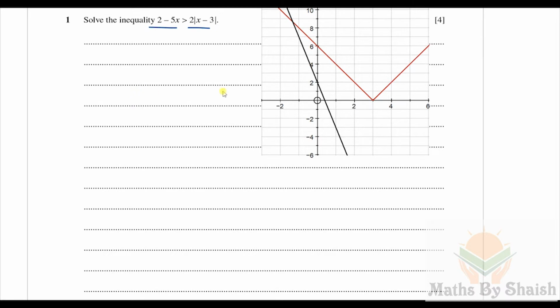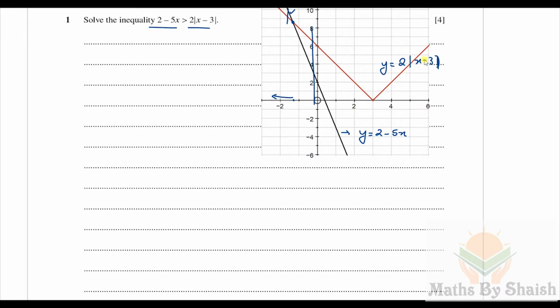So here it is drawn. This red curve is y equal to 2 times modulus x minus 3, and this black line is y equal to 2 minus 5x. We require the region where the black line is greater than the other one. This is the only place where the black line is above the red line. Everywhere else the black one is below the red, meaning 2 minus 5x is less than 2 times modulus x minus 3 apart from this region. So we require this part, and the inequality will be x less than this value.